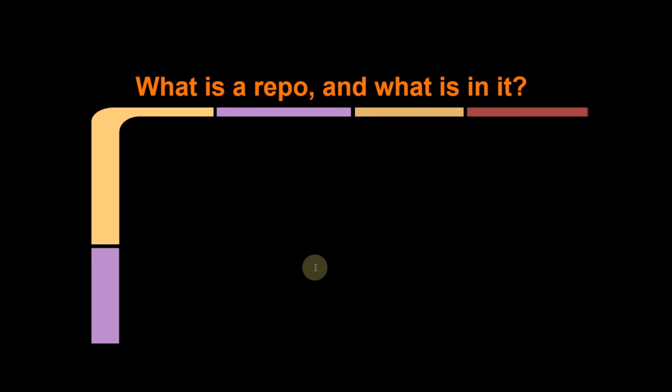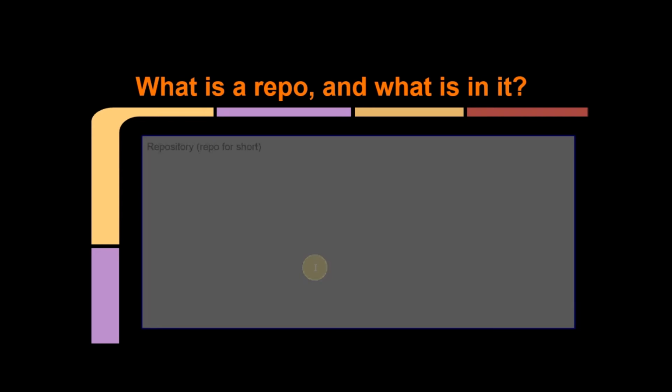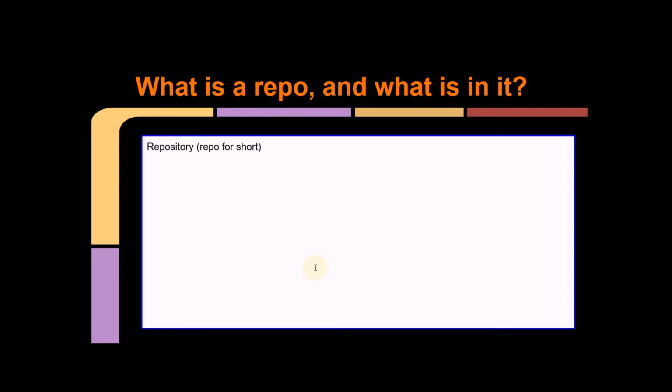Right, so we're talking about repositories, which is often shortened to a repo. What's in those repositories? As I said, a repository is basically a folder that Git has identified as a repository. It's nothing more complicated than that.